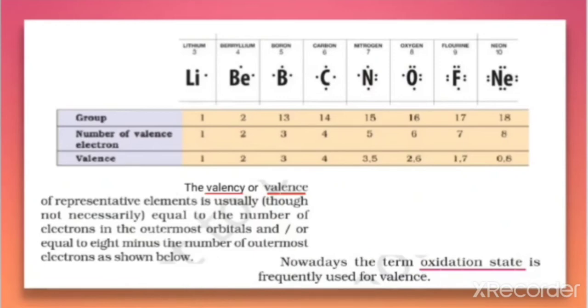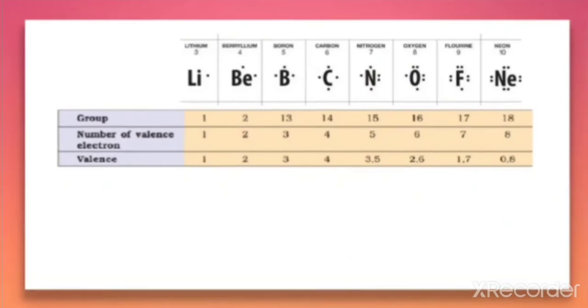Nowadays, the term oxidation state is frequently used for the valence. So the valency can be used, and another word for valency is oxidation state. Now with the help of these valencies, we can construct the formula for any compound. Now let us construct some formulas.